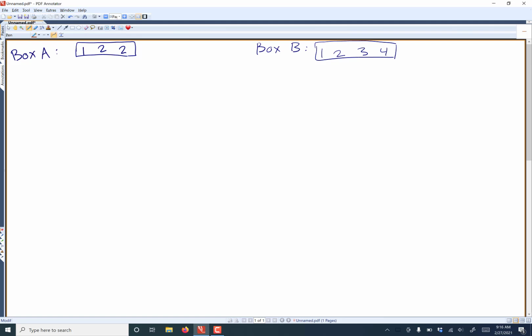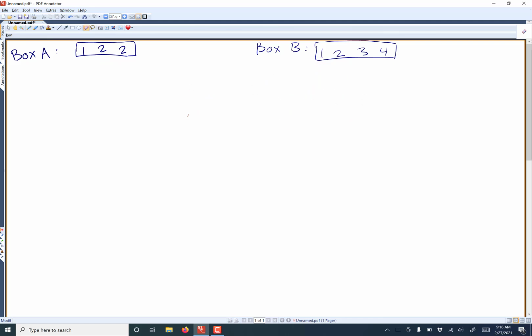Now, what you want to do is pull a ticket from each box and then look at the combo. So I could pull a 1 and a 1, which would give me 1, 1. Or I might pull a 2 and a 1, which would give me the combo 2, 1. But I could also pull a 2 and a 2, and that would give me the combo 2, 2. So you can see there's a lot of different combos of what I can get when I pull things from these two boxes.